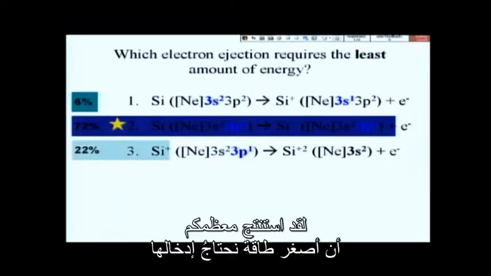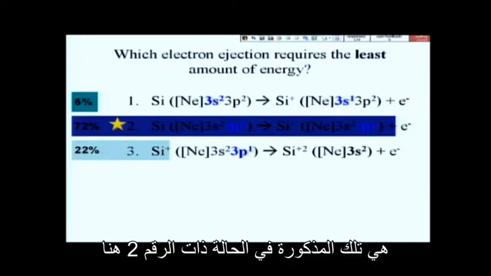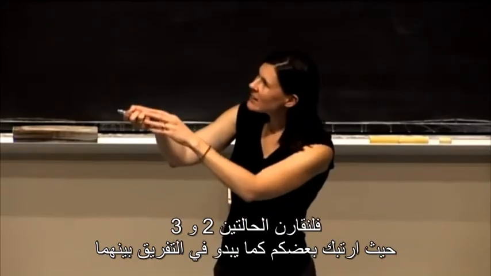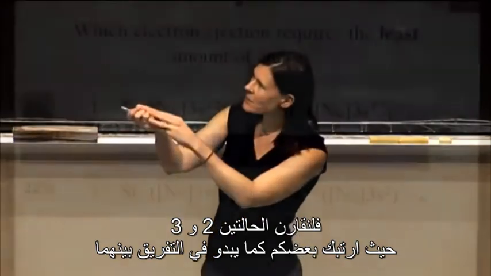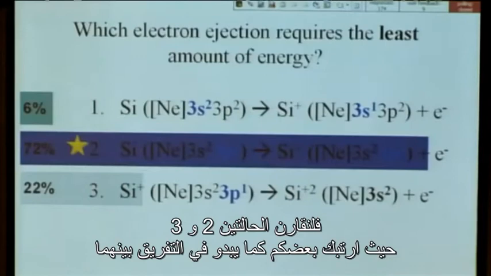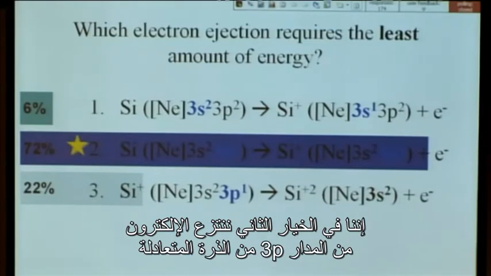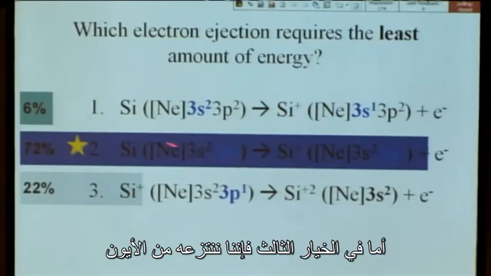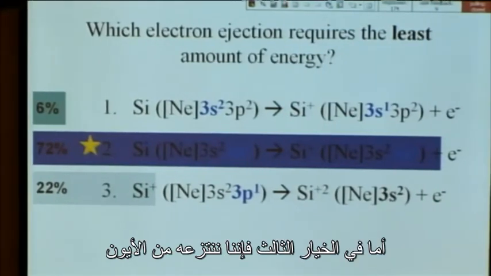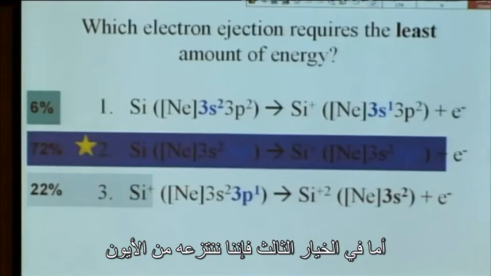All right, great. So most of you see that, in fact, the energy that's going to be the least that we need to put in is in case 2 here. Let's compare case 2 and 3, since this is where some people seem to have gotten confused. In case 2, we're taking the 3p out of the neutral atom, whereas in case 3, we're taking it out of the ion.